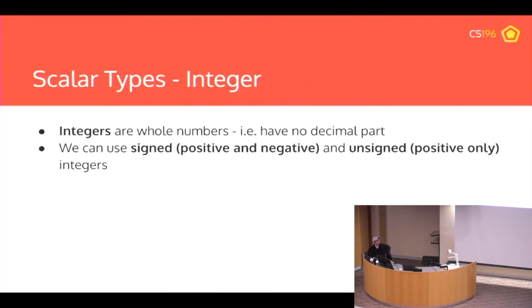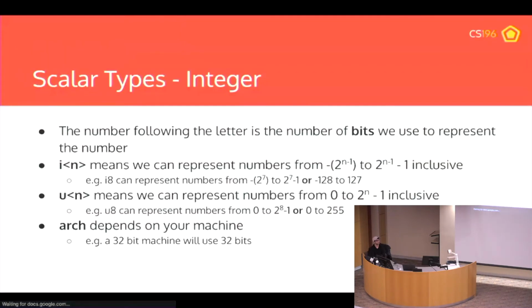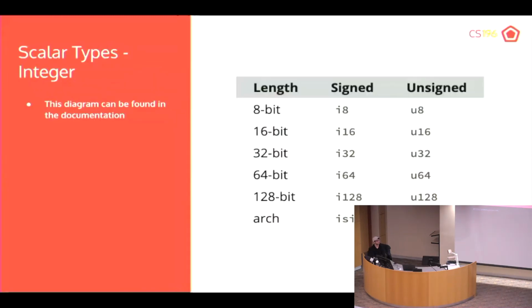Integers are whole numbers. That means they have no decimal part. And we can use signed and unsigned integers here. This is a diagram to explain how we can declare it. I'll talk more about this in a second. But if you look at the numbers here, like I8, I16, that number indicates the number of bits we can use to allocate space for that variable.